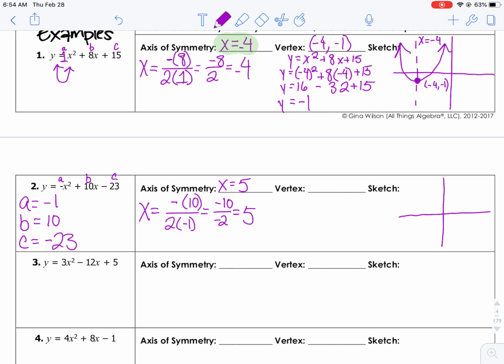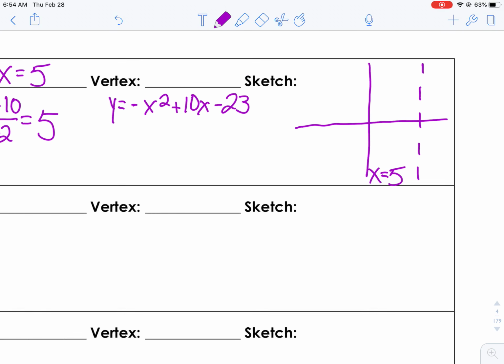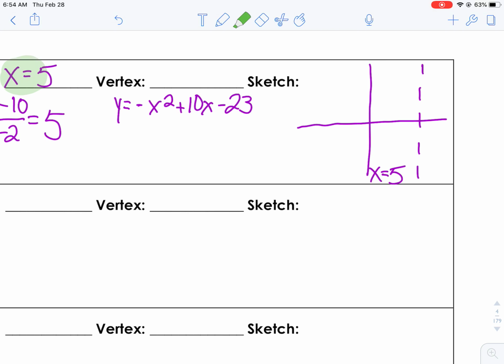So if I have my graph, I can say 5 is right here-ish. X equals 5. I'm going to take that and plug it back in. Y equals -x squared plus 10x minus 23. Now I'm going to zoom in a little bit so I can write a little bit better. We said that x was 5. So -5 squared plus 10 times 5 minus 23.